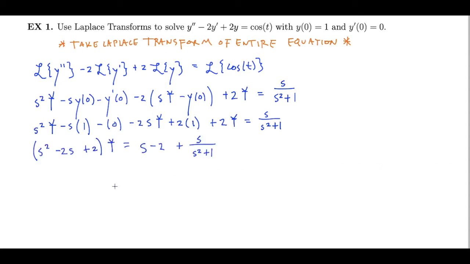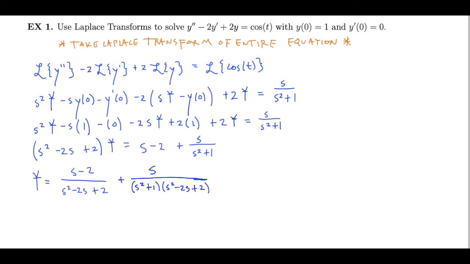And as I've pointed out previously, this quadratic that acts as the coefficient on capital Y is exactly the characteristic polynomial of the homogeneous version of my original differential equation. And that is not a coincidence. That should always happen. Next, to isolate capital Y, I simply need to divide by that characteristic polynomial.